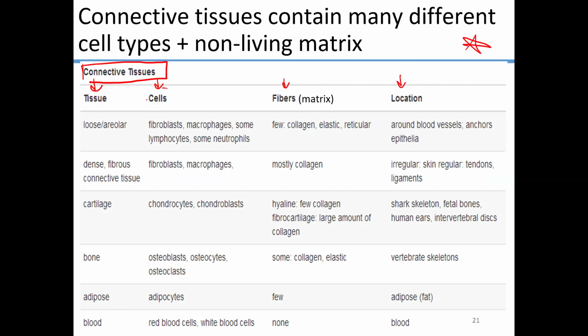You can see all of the associated cells over here. Fibers, so what they're going to be associated with for those tissues. And again, location, which is going to help a lot in identifying exactly where these connective tissues are located. So I'll give everybody a couple of seconds to pause this and familiarize yourself with these types of tissues.